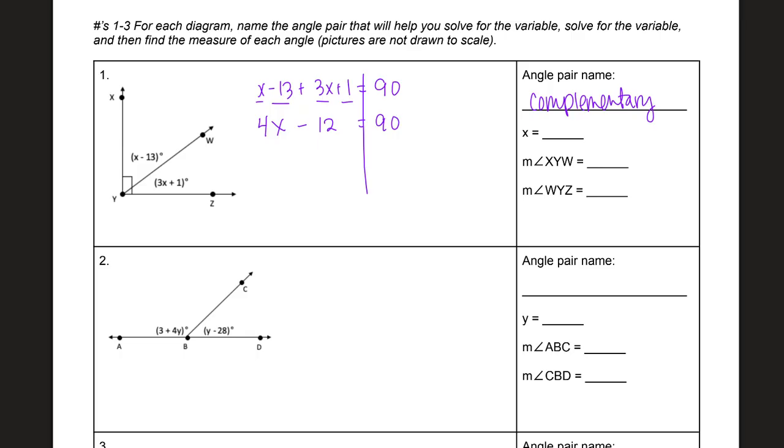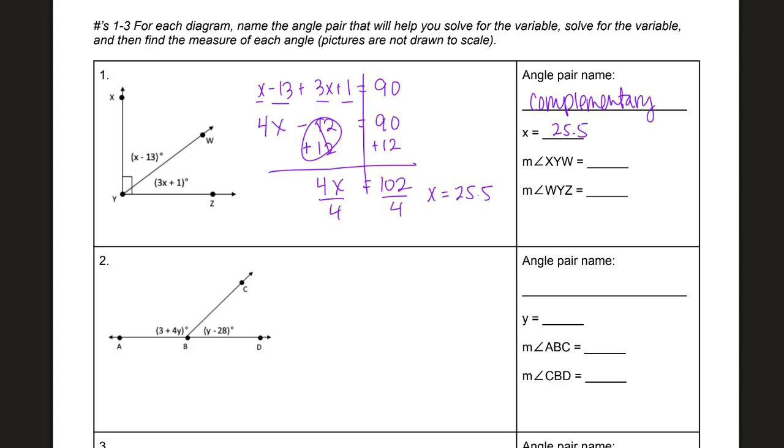And now we're going to add 12 to both sides. So we have 4x is equal to 102. And then the last step, divide by 4. So you get x equals 25.5.